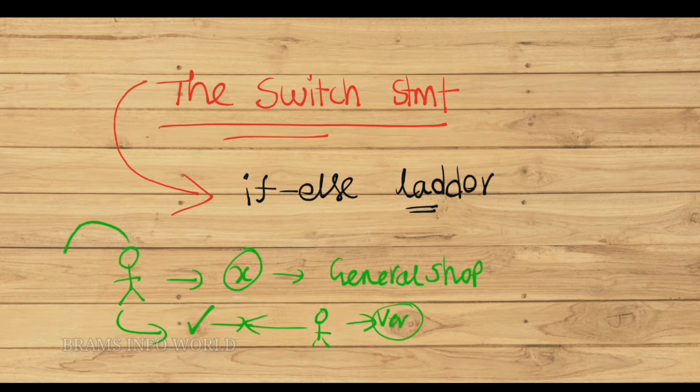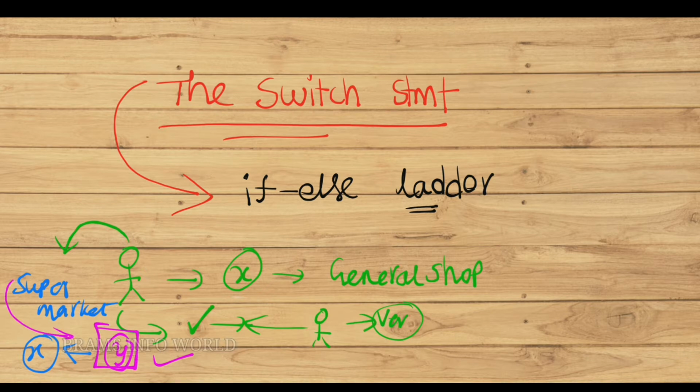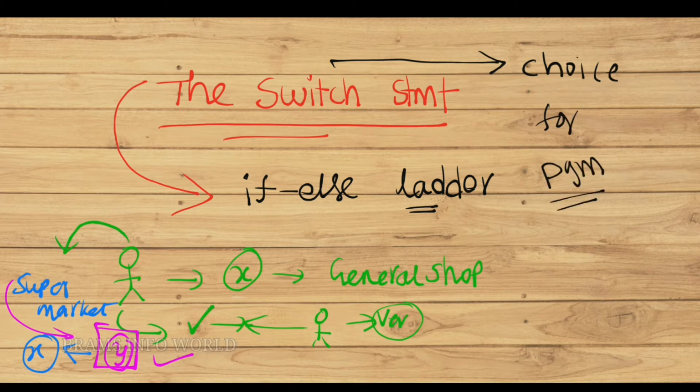Now if the same person goes to a supermarket, he is going to buy the product like X. He verifies X, but compared with X there is another product Y, also with an offer. So he can choose the product and buy it based on his requirement and his choice. Ultimately, the switch statement provides a choice for the programmer. We have to define a number of choices in the program.